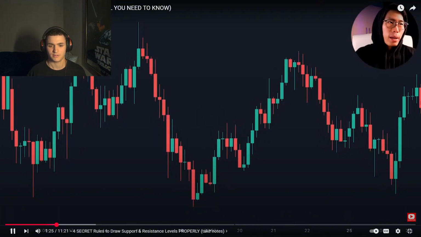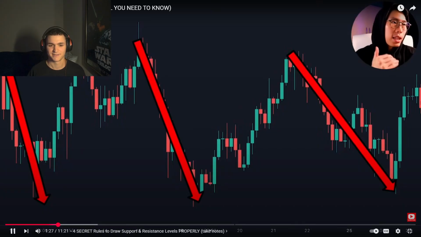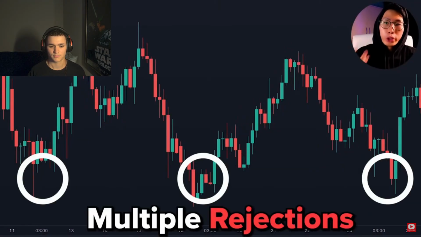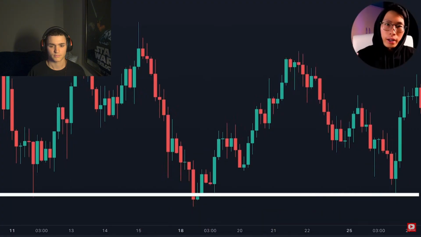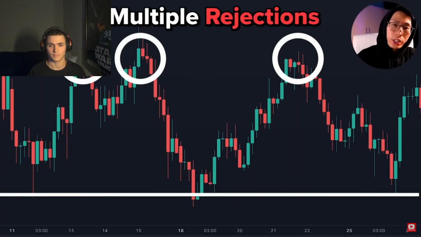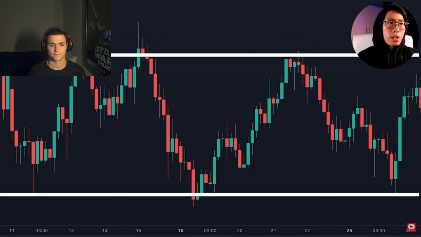In this example, price went down to this level 3 times before reversing back up, showing us multiple rejections. So we can draw a support level right here. Next, every time price went up to this level, it always rejects this level and reverses. We can draw another resistance level right here.